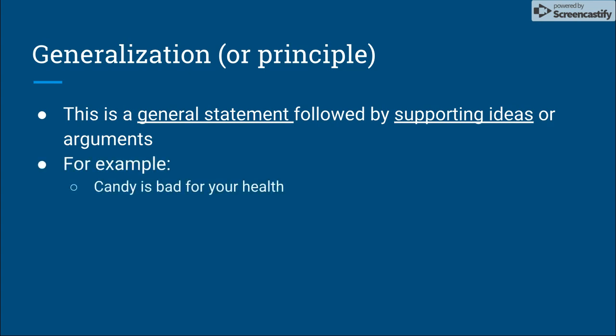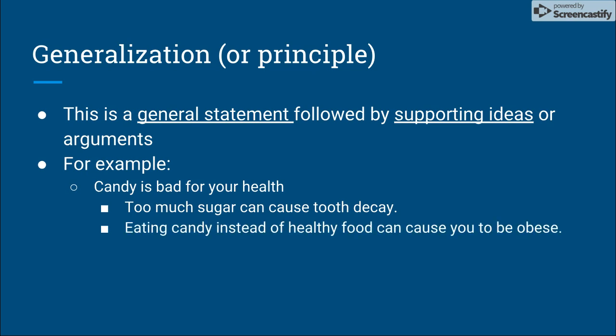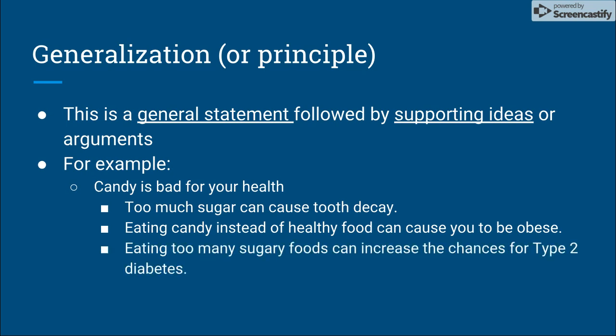So for example, candy is bad for your health. That is your broad statement. Then, too much sugar can cause tooth decay. That is one supporting idea. Eating candy instead of healthy food can cause you to be obese or fat. So that's another one that is a supporting detail. And eating too many sugary foods can increase the chances for type 2 diabetes. So again, there's the broad statement, candy is bad for your health, and then the three supporting ideas.